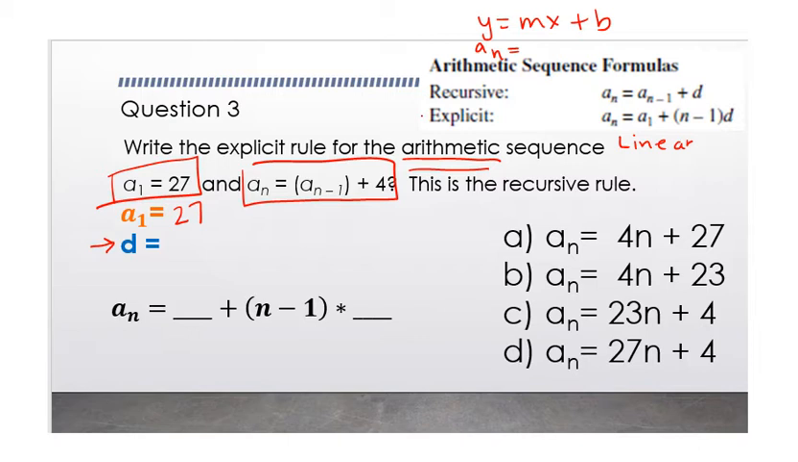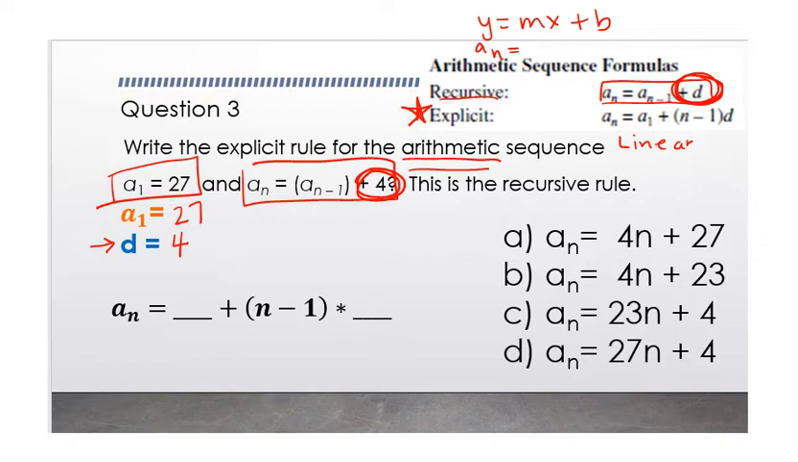So if you look up here, since they gave us the recursive rule, we're starting with this first formula. And the number that they add at the end, that is your d. That is your slope. So we're going to take that out of the equation that they gave us. This is a recursive rule for an arithmetic sequence. We're trying to write the explicit formula in the end.